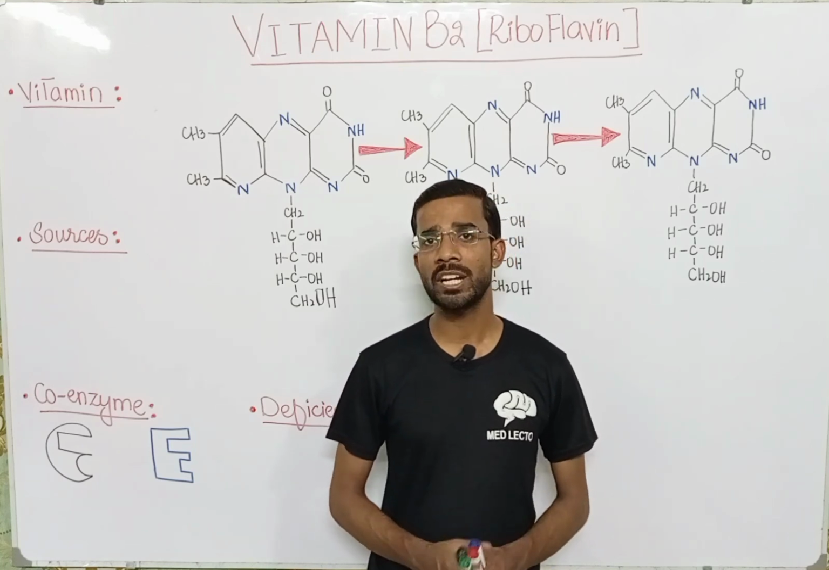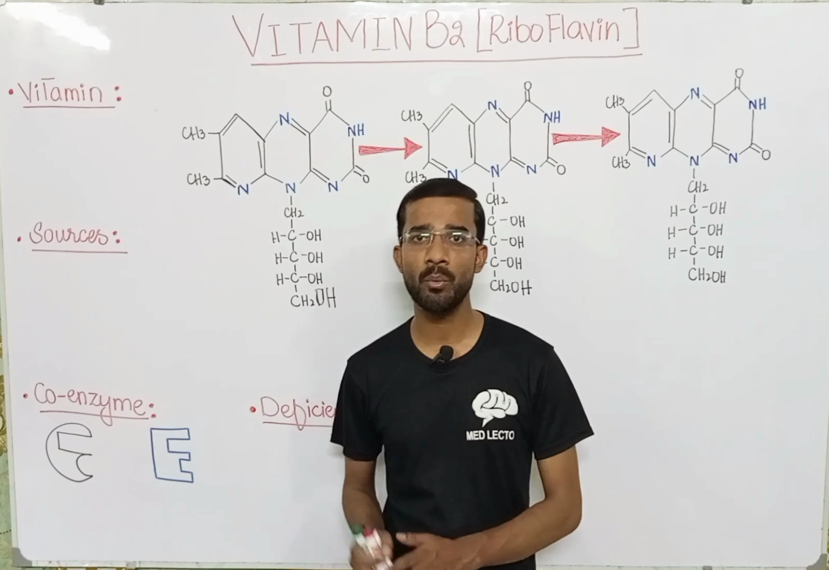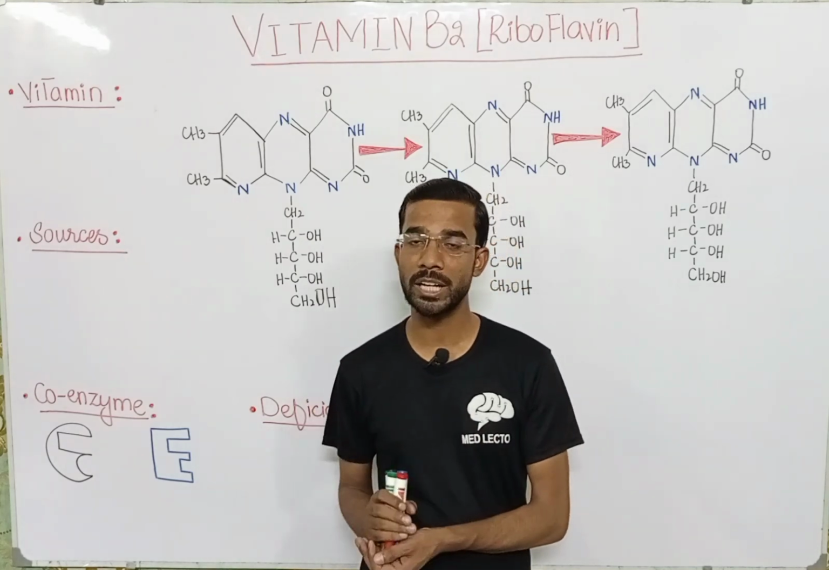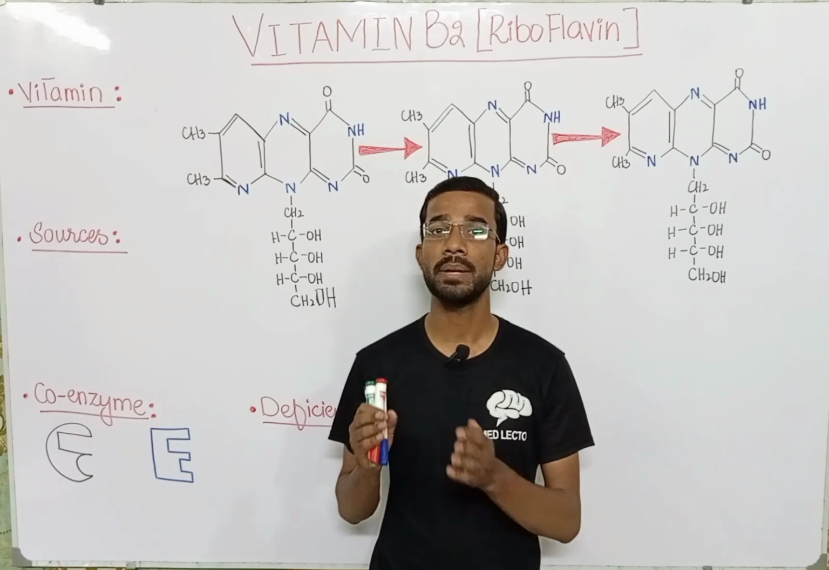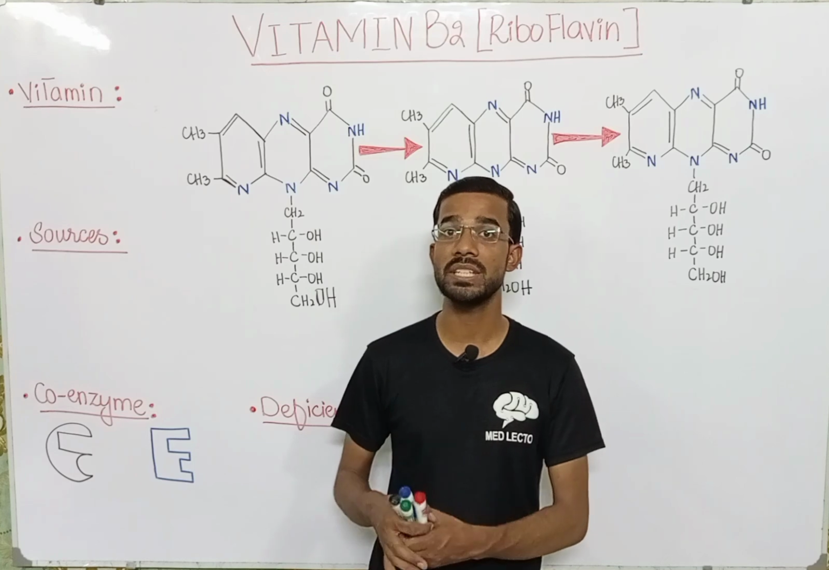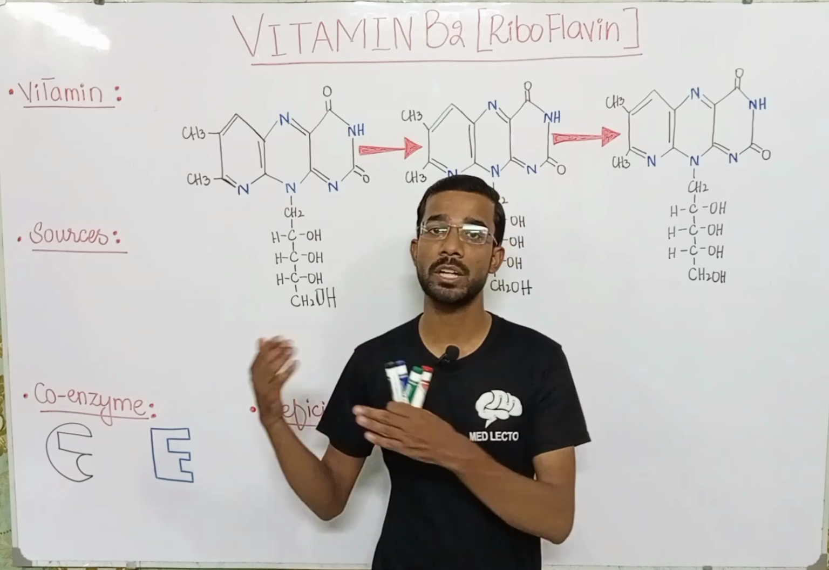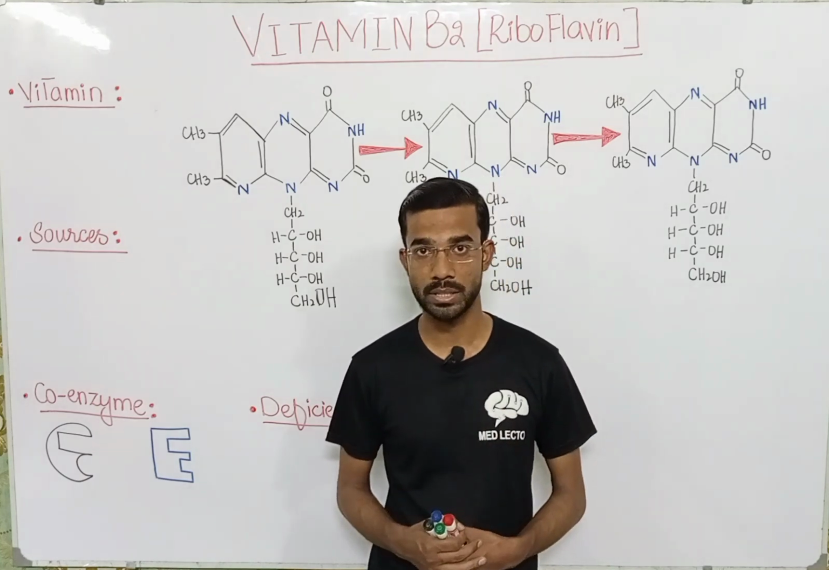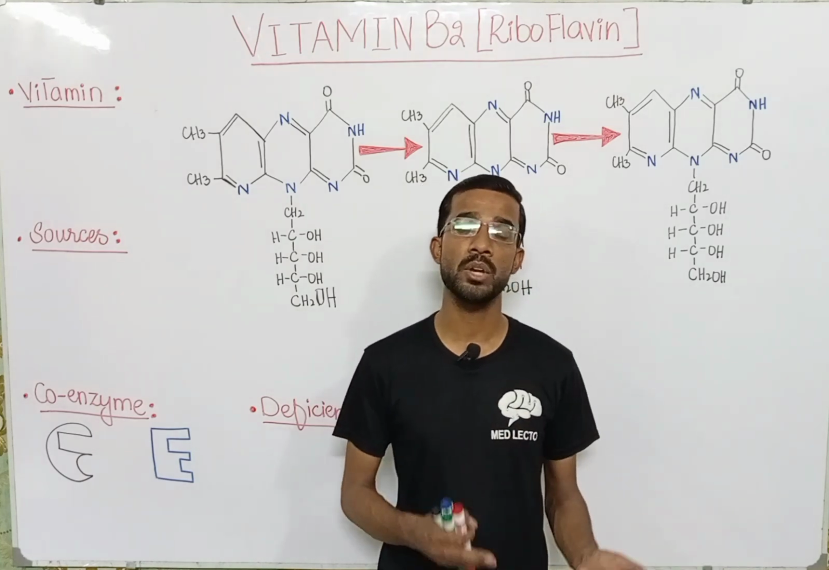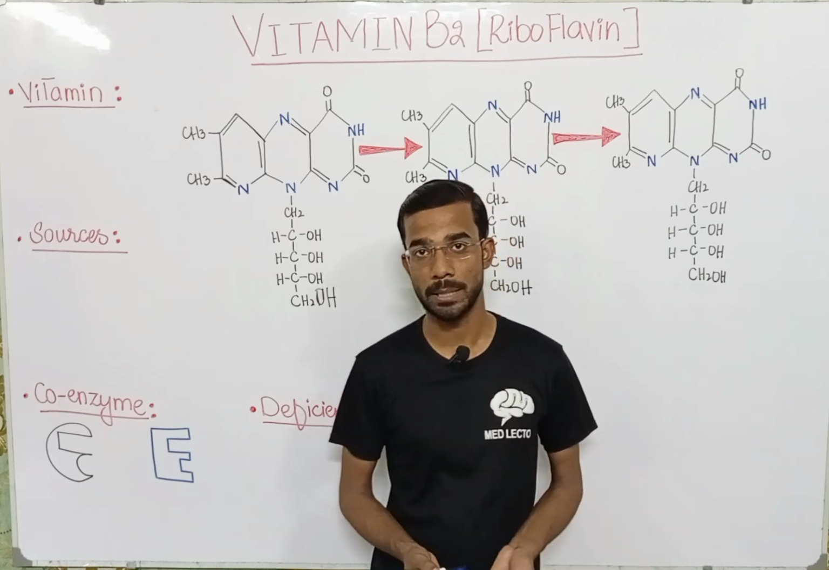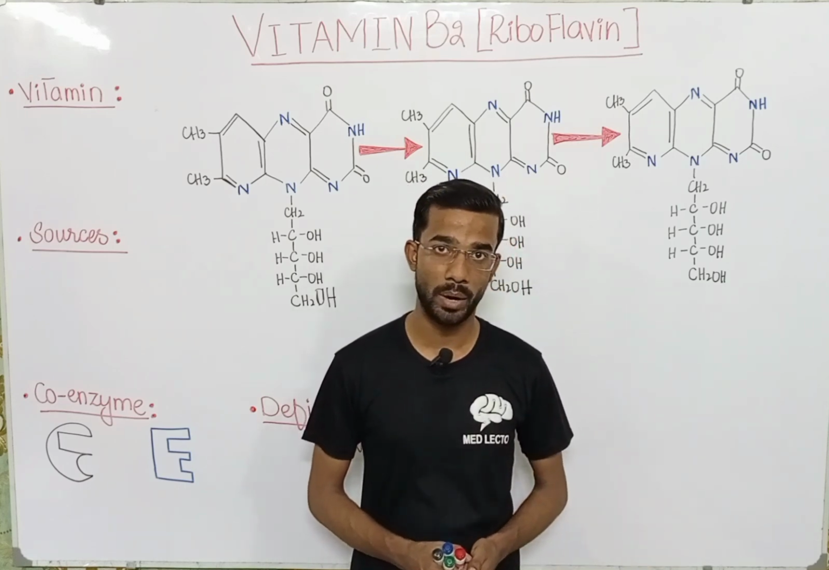Basically, we divide vitamins into two: fat soluble vitamins and water soluble vitamins. In the water soluble vitamins you will see vitamin B and vitamin C. No doubt, in vitamin B you will see the different other B vitamins, and a lot of other vitamins. And in the fat soluble you will see vitamin D, vitamin A, vitamin K, and vitamin E. So these are basically the fat soluble vitamins.